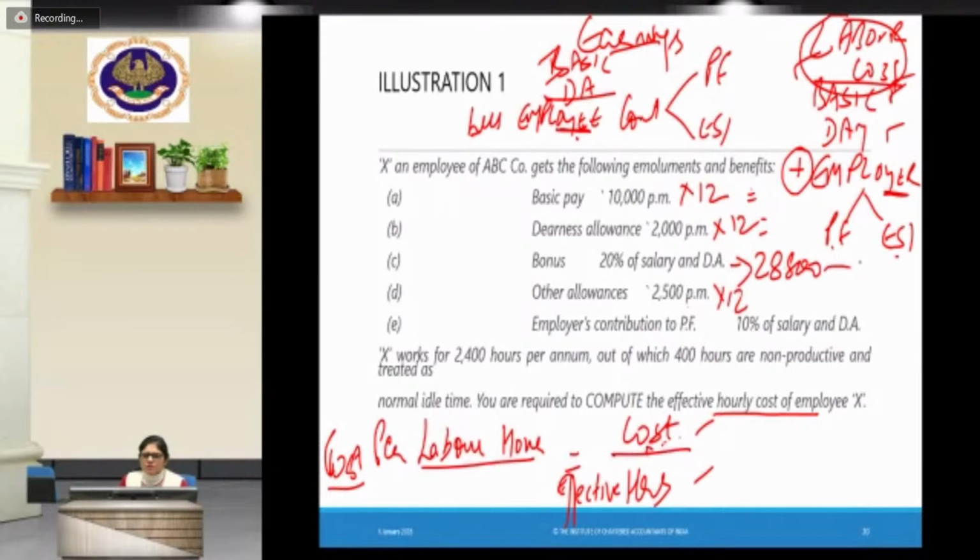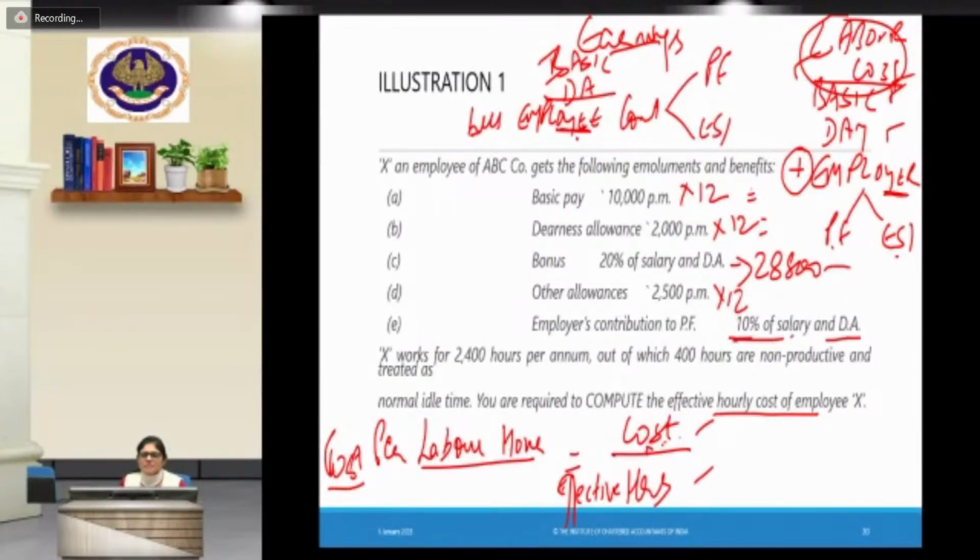Employer's contribution to PF is 10% of salary and DA. So salary means the basic salary. Basic salary and DA is 1,44,000. So 10% of 144,000. We have to calculate cost.